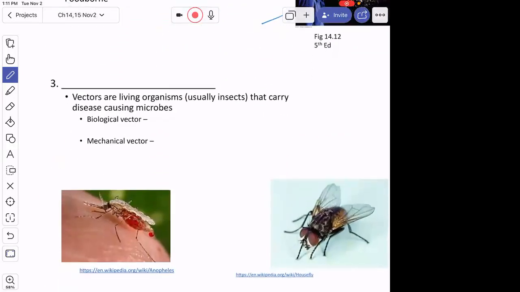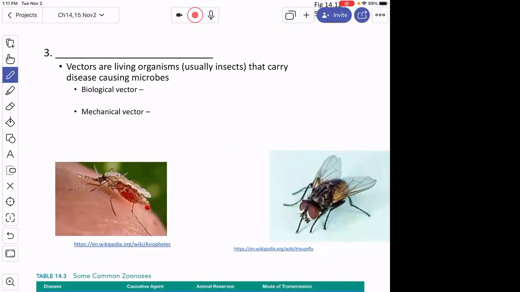All right, the third mode of transmission is via some kind of vector. Okay, and a vector is going to be a living organism, almost always an insect. I couldn't find any examples of something considered a vector that wasn't some kind of insect. Okay, so they're living organisms, usually insects, that carry pathogens. Okay, so there's two ways that we could describe those vectors. A biological vector, that just means that the microbe is growing and developing inside the insect.